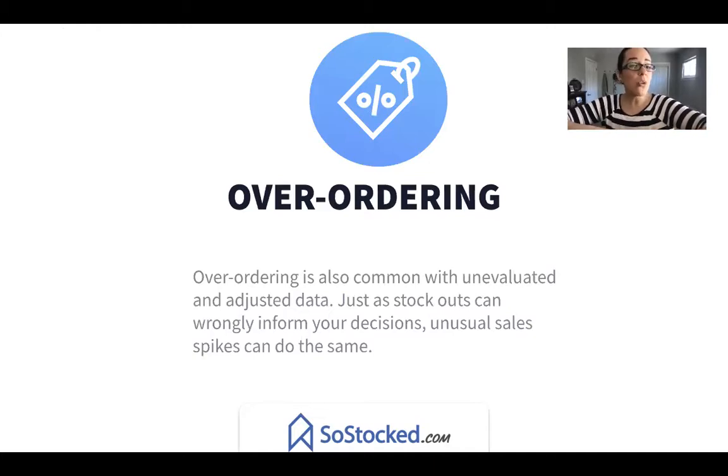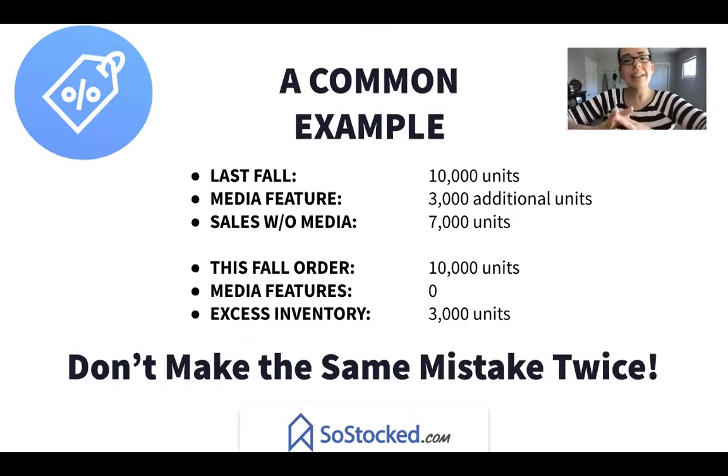Another mistake is over ordering. This is the same thing. It's the other side of the coin for that same thing. You're just using wrong data, right? You're looking at the data incorrectly. So an example would be a sales spike that is not going to occur again.